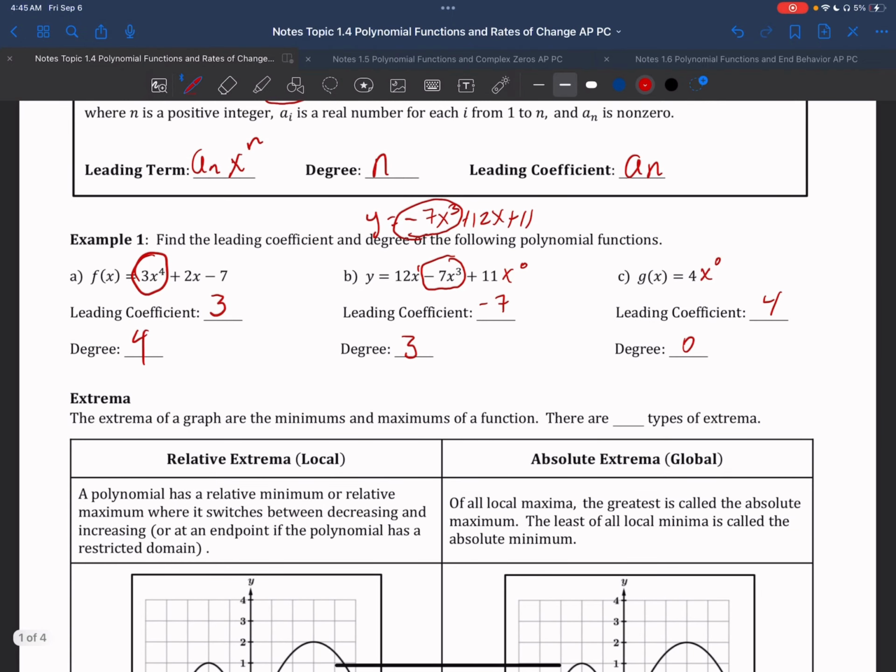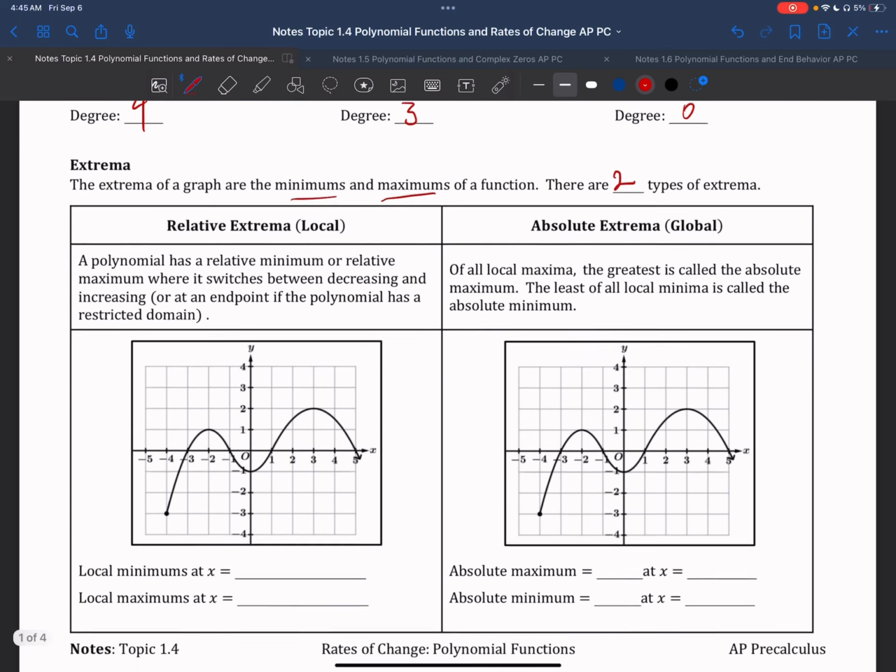Next, we will talk about extrema. You actually talked about extrema back in Algebra 2. You did not call it extrema. You called them maximums and minimums. When you talk about extrema, you're talking about a combination of both. We do have two different types of extrema. We have relative extrema, or local extrema.